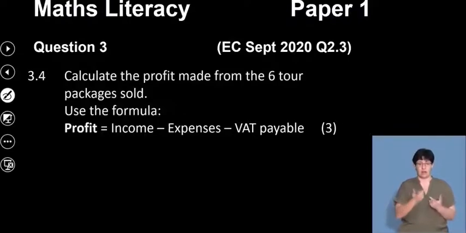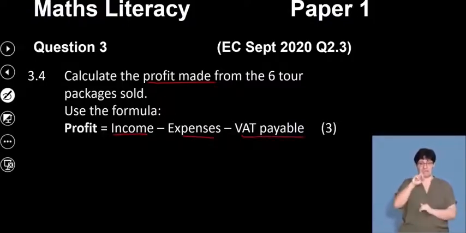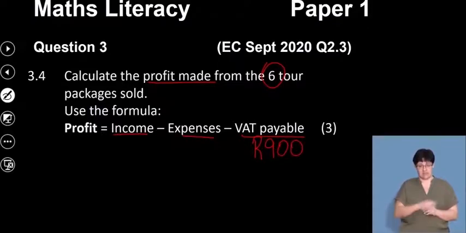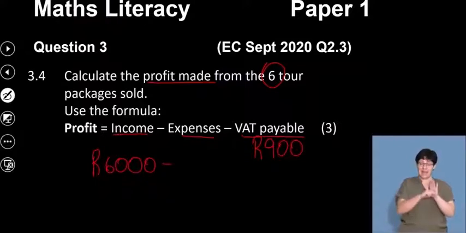Okay, moving on to our next question. Calculate the profit. Here they want the profit made from 6 tours, and we're going to use the formula income minus expenses minus the VAT payable. We're dealing with our 6 tours, so my VAT payable I already know is 900 Rand. My income was 6,000 Rand. My expenses, I hadn't worked out my expenses yet.